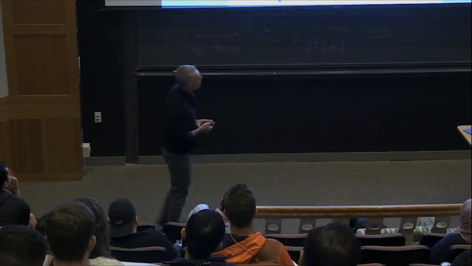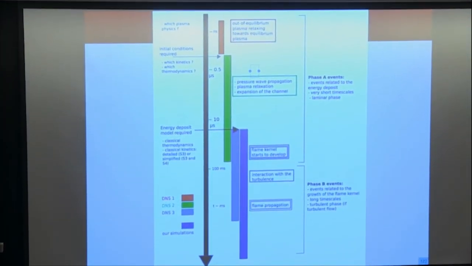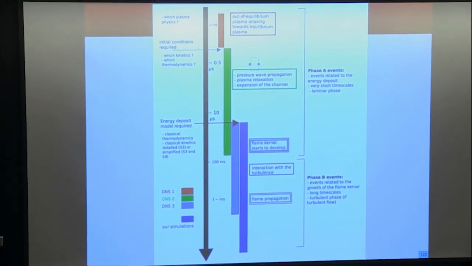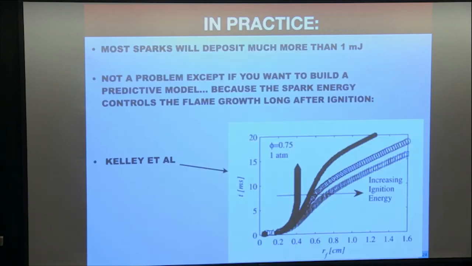So when you start talking to people doing ignition, they start producing these things, starting here with nanoseconds. And there you have to worry about which kind of physics you would put in your plasma phase. And the combustion people try to forget that, as I said. They would like to start here, where the flame kernel starts to develop, first laminar, then interaction with the turbulence, and then it will propagate. So you see that if you need to work on that, it is a complicated story. If someone asks you to work on ignition, be careful.